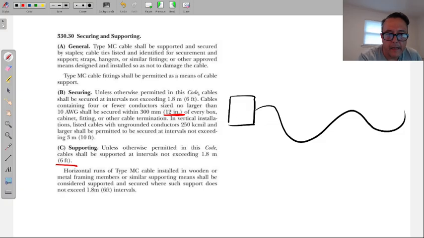But for securing, the next part of that: cables containing 4 or fewer conductors, sized no larger than number 10, so this is our average for residential use and commercial, shall be secured within 12 inches of every box, cabinet, fitting, or other cable terminations. One easy way, again, to call all those things is a pull point.